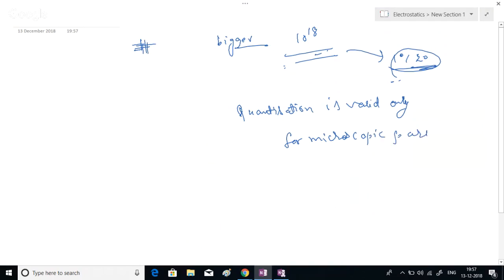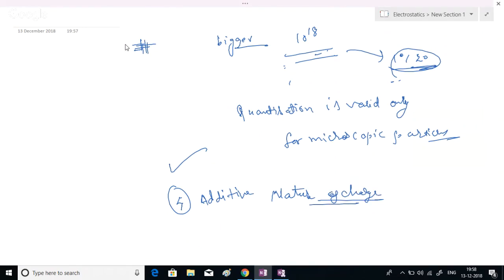Correct. Yes, sir. And for macroscopic it is not valid. All right. Next property is the additive nature of charge. So what is the additive nature of charge?